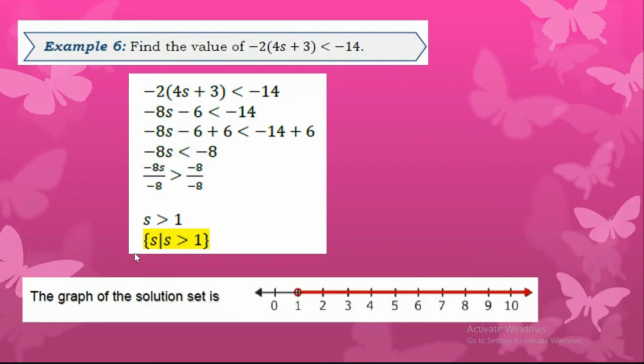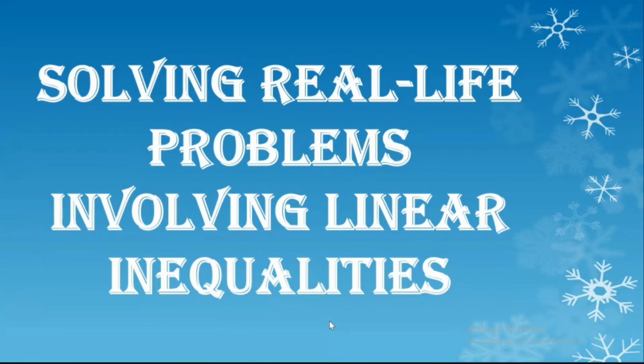For the graph of the solution set, we have an open circle at 1 since we used the greater than symbol. That means the solution set consists of all numbers to the right of 1. Next, we have solving real-life problems involving linear inequalities.